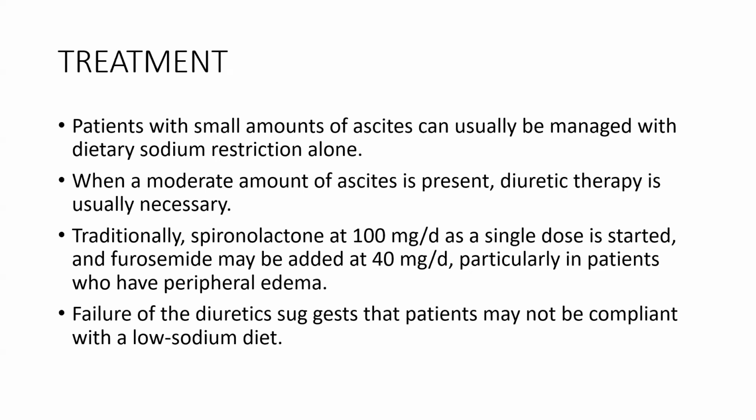Now, why are we starting spironolactone? Spironolactone is an aldosterone antagonist, which will prevent sodium retention, and furosemide is a diuretic, which will cause fluid extraction. Now, how to start? What is the dose of spironolactone? We can start with a dose of 100 mg, and furosemide we can start with a dose of 40 mg. Depending upon the patient response, we can escalate this dose. The maximum dose of spironolactone is 400 mg, and the maximum dose of furosemide is 160 mg.